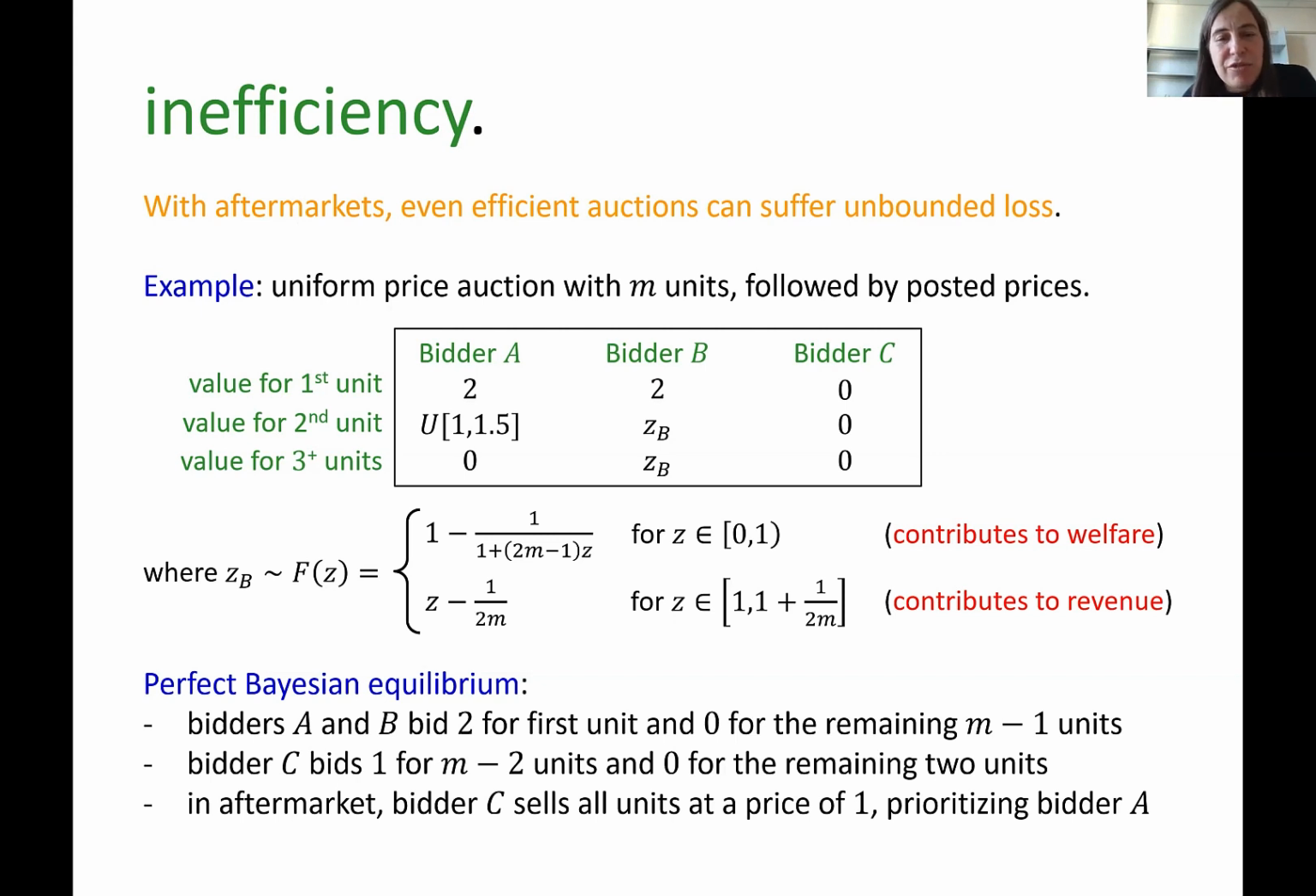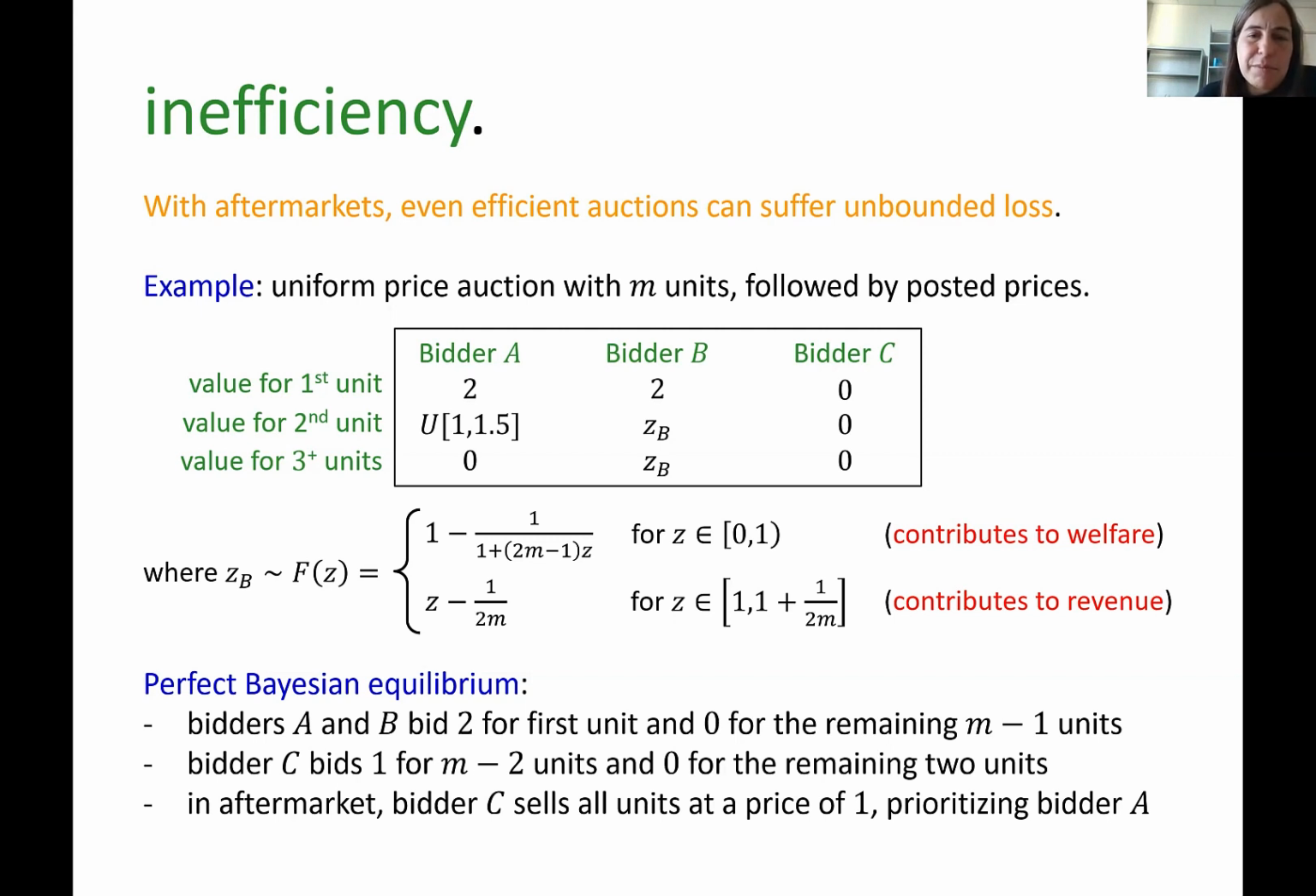And so I like to think about this as, even though bidders have decreasing marginal values for units, the very existence of the aftermarket is essentially introducing some sort of complementarity into bidder C's effective value for the units that she's buying.